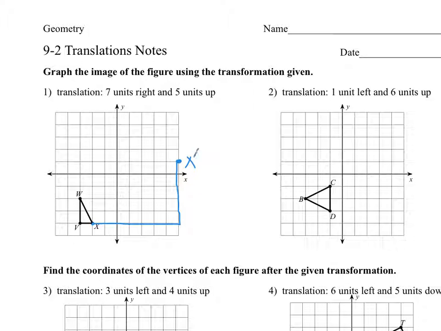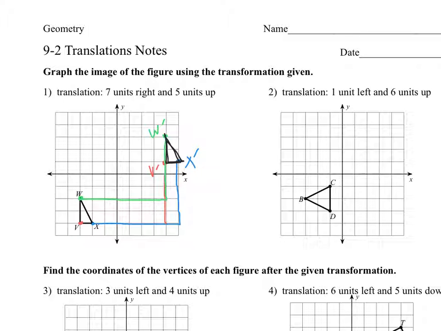There's my X apostrophe. Take V, do the same thing. 7 to the right would be here, then 5, 1, 2, 3, 4, 5. So there's my V apostrophe. Then W, 7 to the right, 1, 2, 3, 4, 5, 6, 7, and then 5 up, 1, 2, 3, 4, 5. There's my W apostrophe, and then here's my new shape.